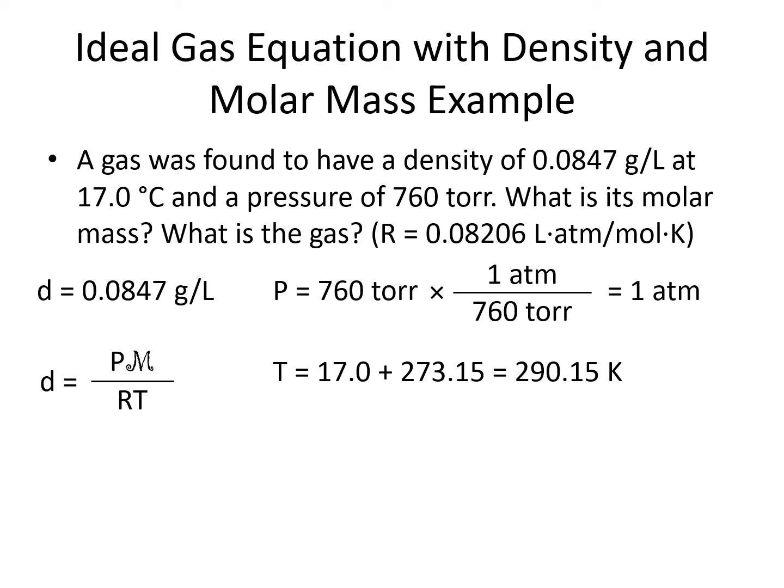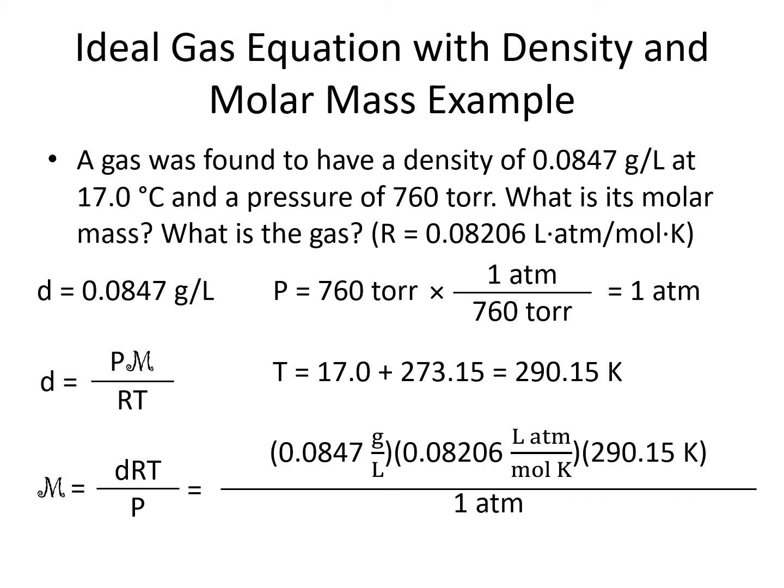Before plugging all of those values into the modified ideal gas equation, D equals P squiggly M over RT, we want to rearrange that equation to solve for molar mass. We multiply both sides by RT and divide both sides by P. Our rearranged equation becomes molar mass, squiggly M, equals dRT divided by P. Now we can plug in our values, making sure that we've used the correct units. And that gives us a value of 2.02 grams per mole.